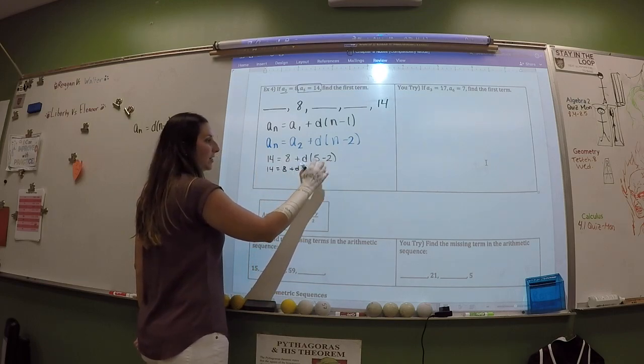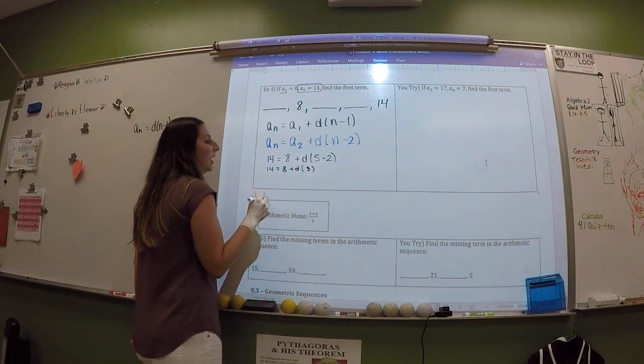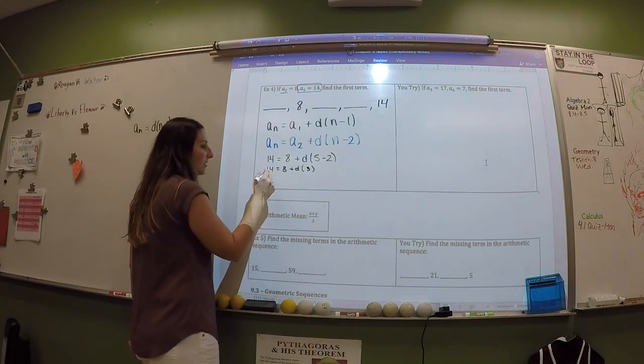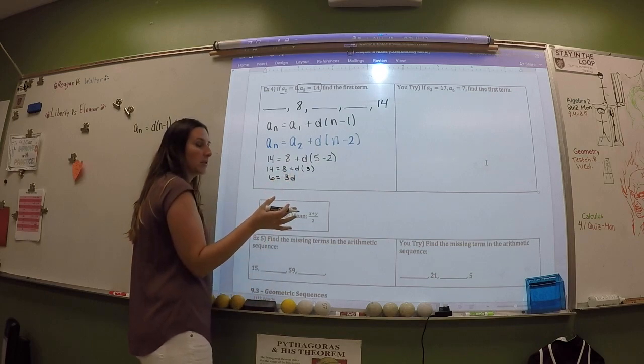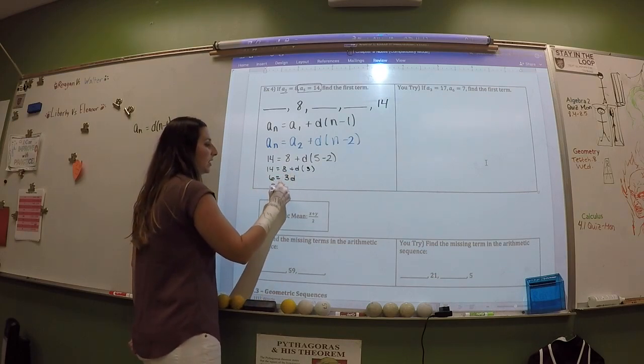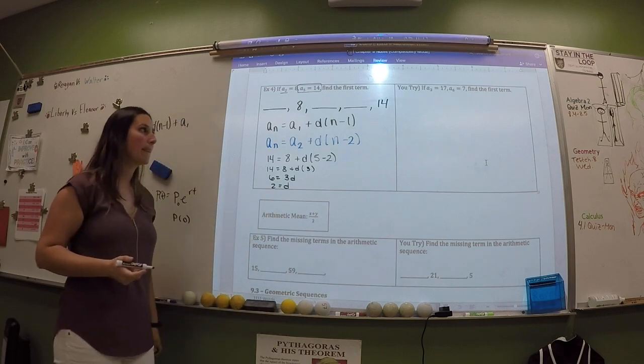So 5 minus 2 is 3. I'm going to subtract 8, so that's 6. And this is 3d, or d times 3. Divide by 3, you get d equals 2. Oh my god, I was right.